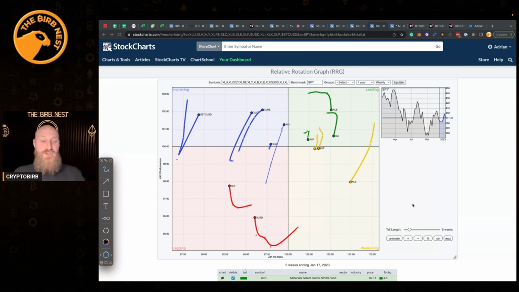And your job is to find the outperformer to go long on and the underperformer to go short on. This is from a portfolio management perspective.